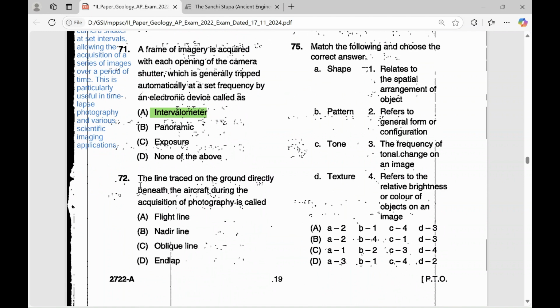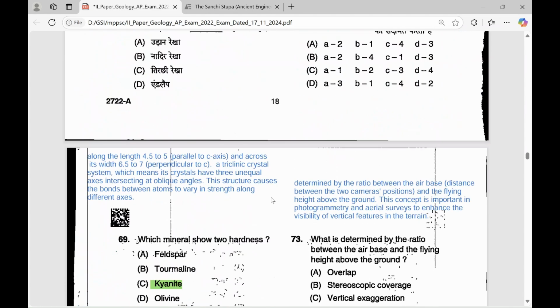Okay. The line traced on the ground directly beneath the aircraft during the acquisition of photography. What is it called? Options are flight line, nadir line, oblique line, or end line. So the right answer is flight line, right? As we proceed, we trace the ground, right? That is the flight line. Okay.